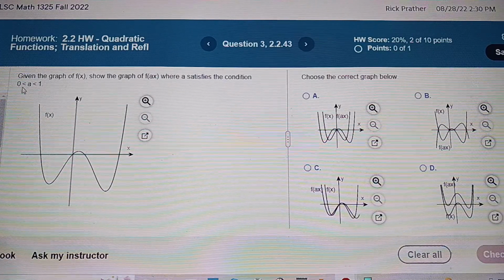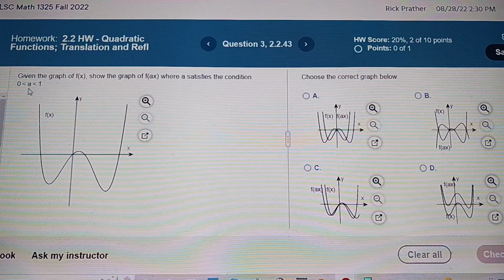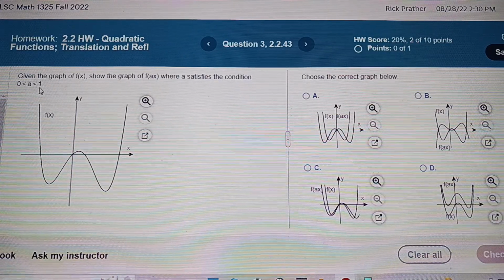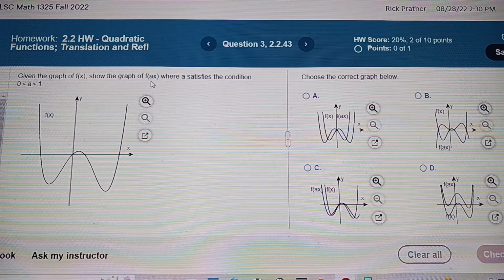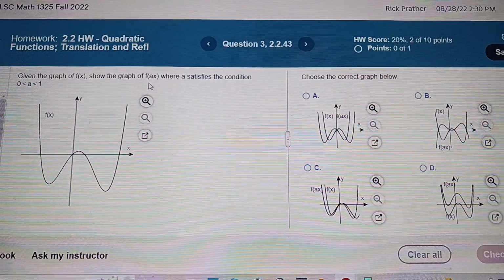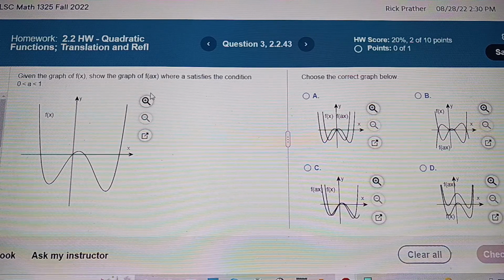So if a is some number between 0 and 1, like say a half, normally if you cut something in half, it makes it smaller. But with a horizontal change, it's going to do the opposite. Instead of a half, you get ×2. Instead of cutting it in half, you multiply by 2. So all x values get multiplied by 2. So if the original, now it's a little hard to tell here which one's the original.